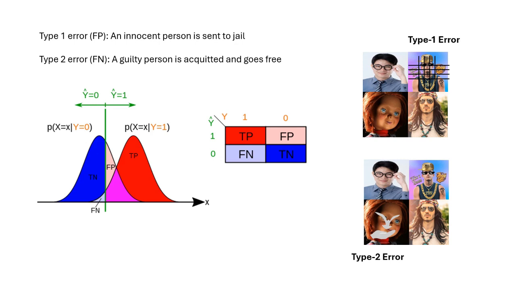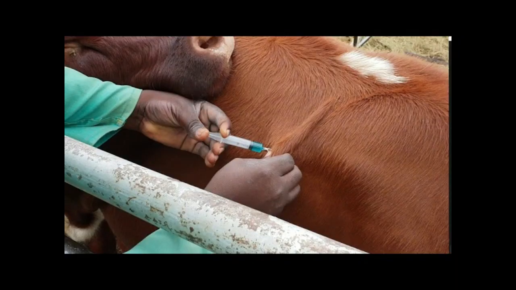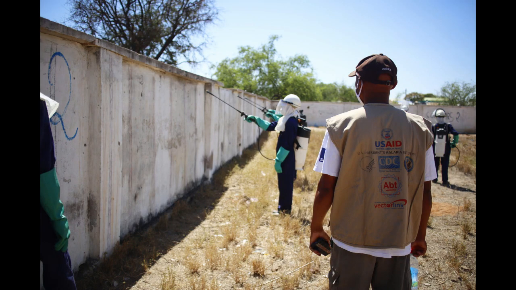Deciding whether a type 1 or type 2 error is better depends on the context and the consequences of each type of error. In the context of the criminal justice system, a type 1 error of convicting an innocent person is generally considered worse than a type 2 error of acquitting a guilty person. Whereas, in a health program aiming to eliminate a disease, the opposite is true.